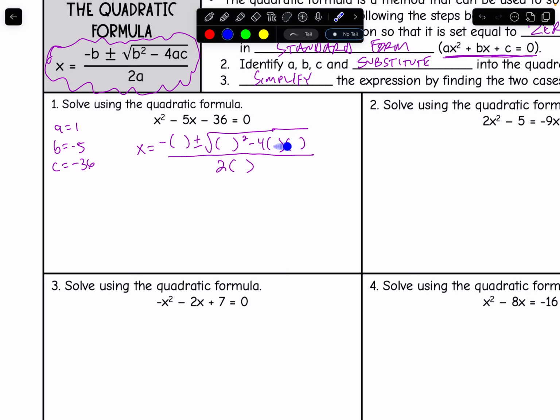Now what goes in these parentheses are these numbers. Since this was a B here and here, I'm going to put -5 in here and here. So we've got -5, we've got -5. Then A was 1, so 1 goes there and there. And then C was -36. So I put in a -36.